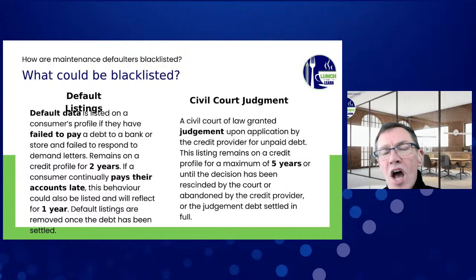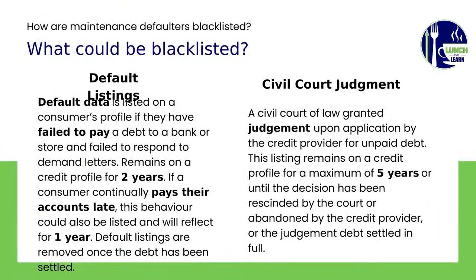So what gets listed on this credit report or this credit blacklisting list that the credit providers can access? Number one is the default listings. Default listing is basically default data that is listed when a consumer is in default. He fails to pay a debt, usually to a bank or a furniture shop and so forth, and fails to respond to a letter of demand. That type of default stays on the credit bureau for a period of 2 years.